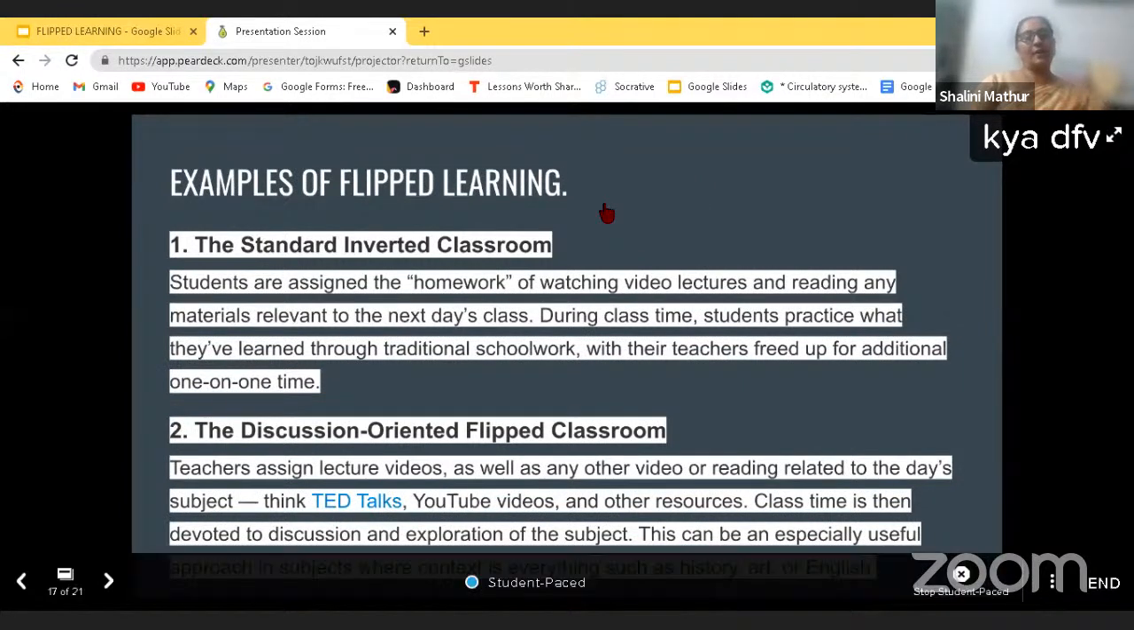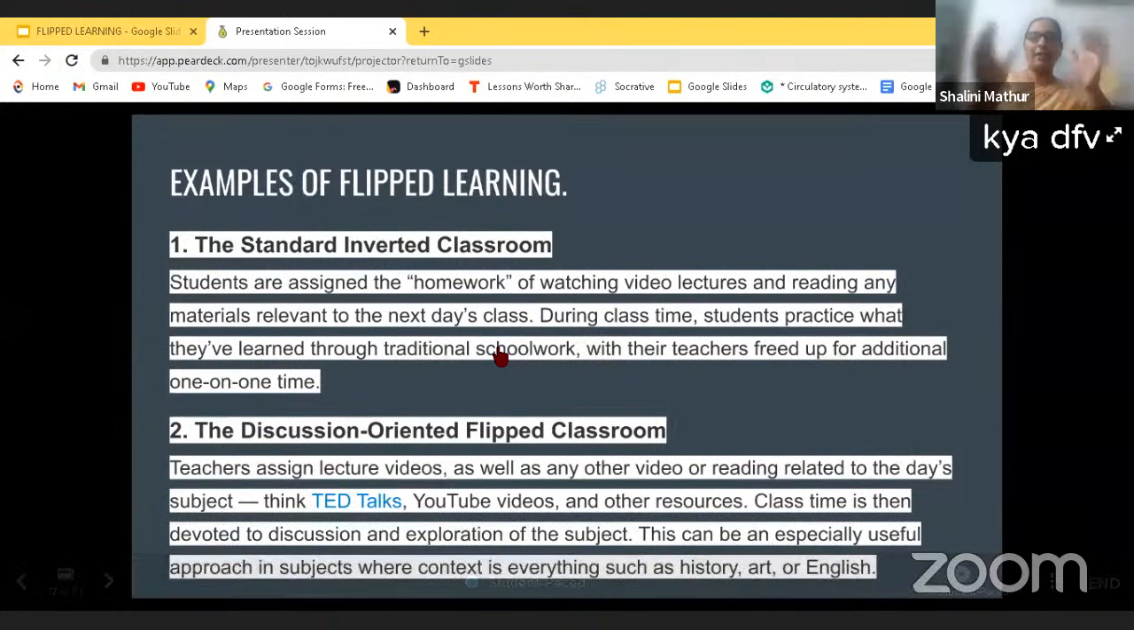Now, an example of flipped learning: the standard inverted classroom. Students are assigned homework of watching videos, lectures, or reading any material relevant to the next day's class. Suppose today I have completed one topic, but tomorrow I want to carry forward, and anyhow I have very limited time. In this given time frame, I have to complete this topic. So what can I do? I can post a video, I can post content and ask my students to please go through this and come forward. Then my work there is reduced, and we can easily cover that topic in the given time frame.